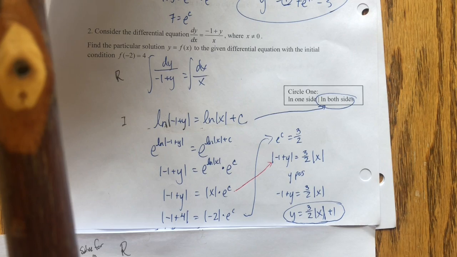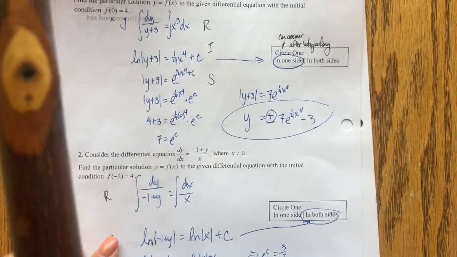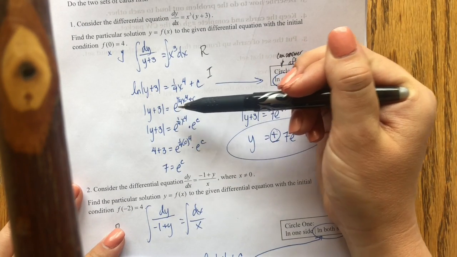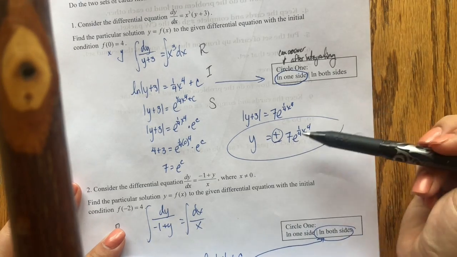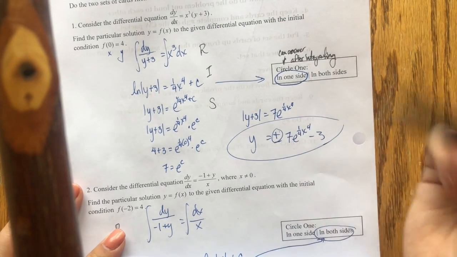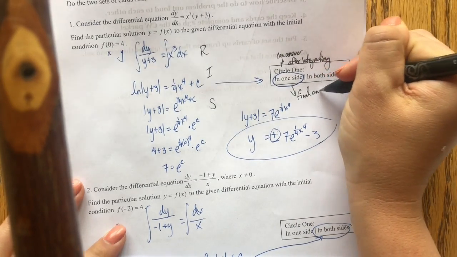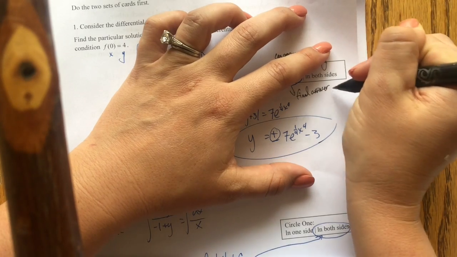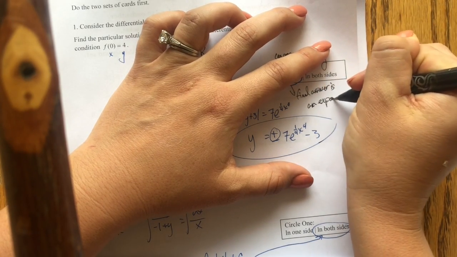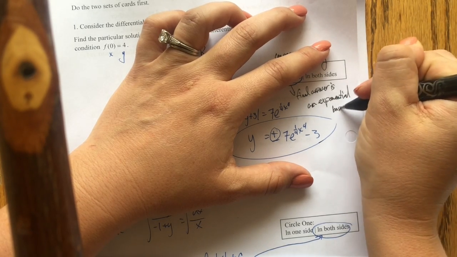In terms of comparing and contrasting, when I have an ln on one side, when I rewrite it, I get an e on the other side. So my final answer to this was an exponential. I got an ln on one side, and my final answer is an exponential, base e.